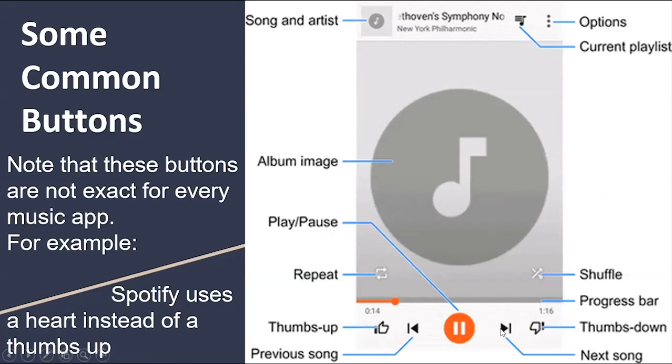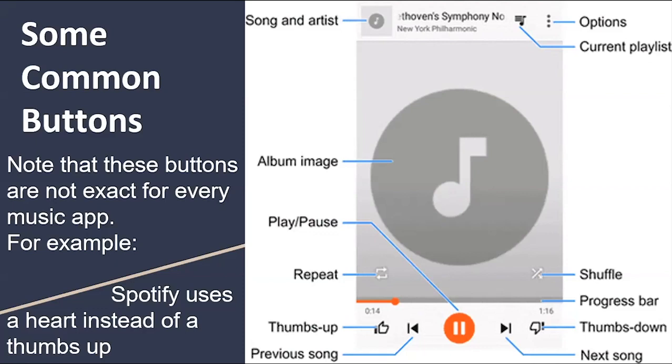Going to the right of that big pause button at the bottom, there's an arrow with a line on the right side of it. That means to go to your next song that you want to play that's in the list. And then the thumbs down is to show that you don't like the song, and it won't very often come up again that you have to listen to it.